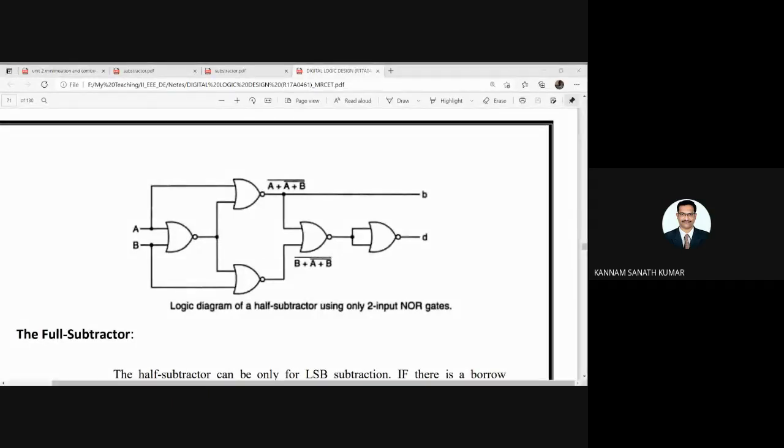Using the NAND gates as well as using the NOR gates, you can realize the given expression for the half subtractor. Is it okay? Any doubts in this? If any doubts, you can ask me so that I can move forward.